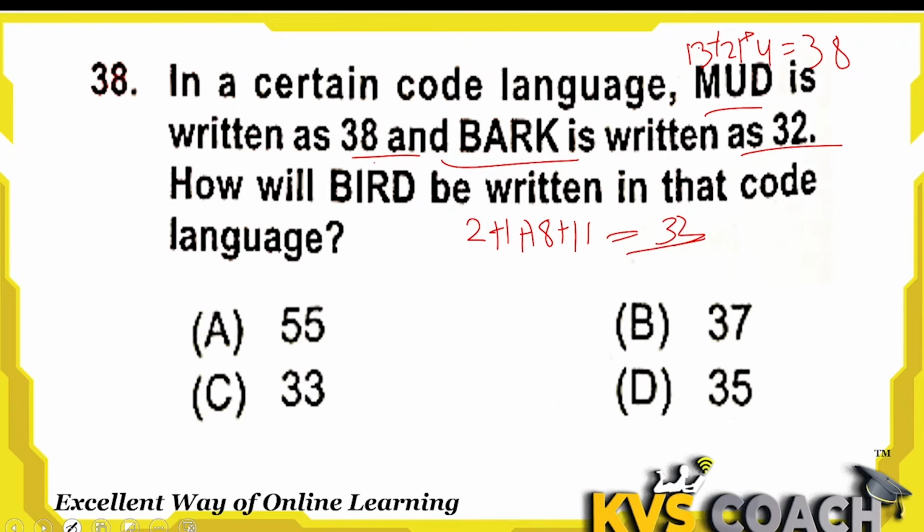So this is 32. Now same for bird, we need to count BIRD. D is coming at 4th number, R is coming at 18th number, I is coming at 9th number, and B is coming at number 2.